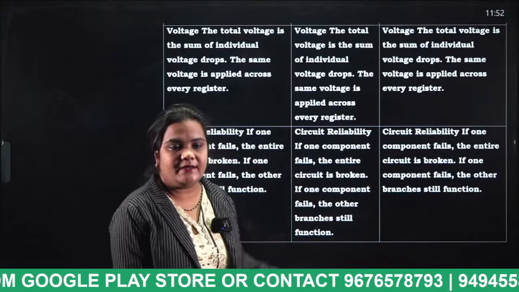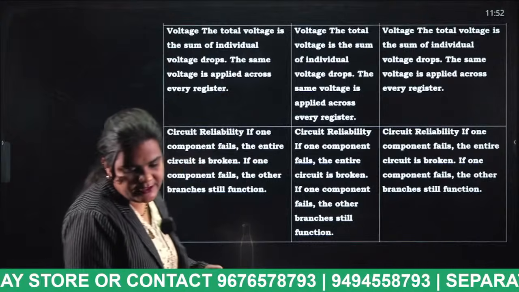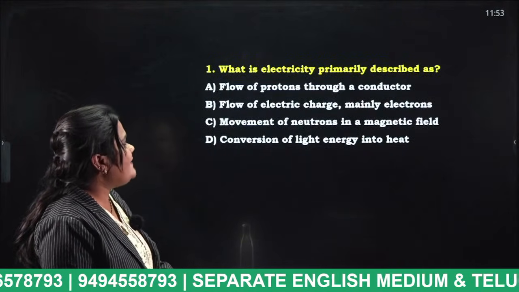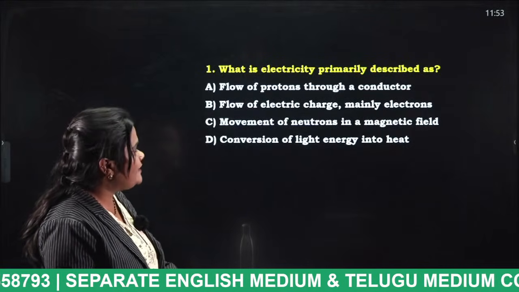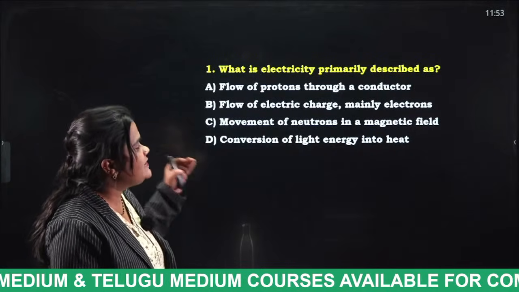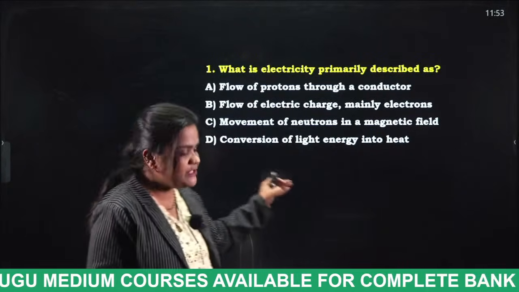So have a look at this. Next question. What is electricity primarily described as? Flow of protons through a conductor, flow of electric charge, mainly electrons, movement of neutrons in a magnetic field, conversion of light energy into heat.